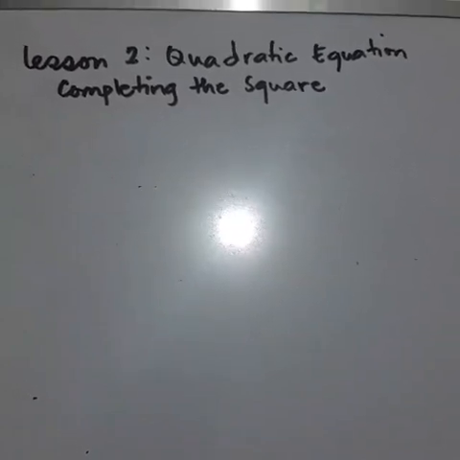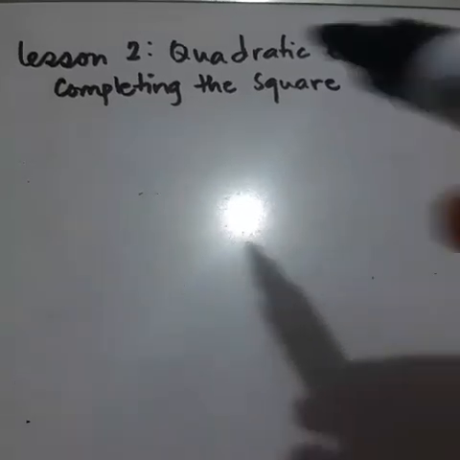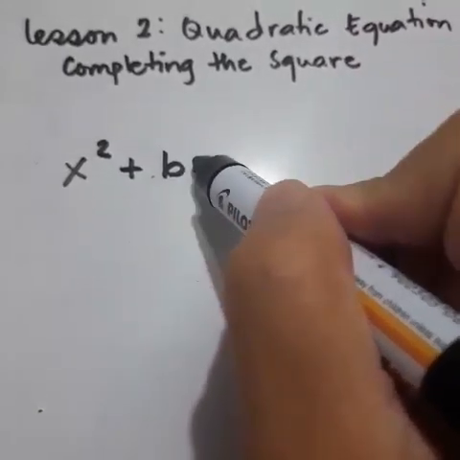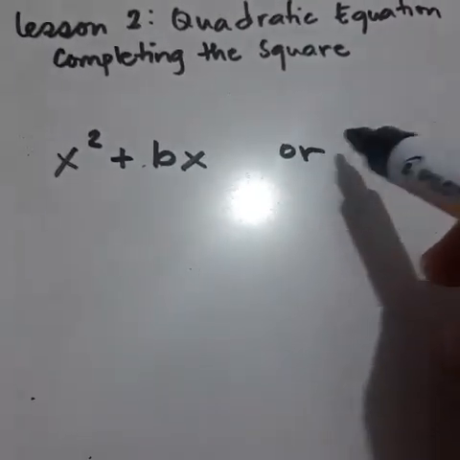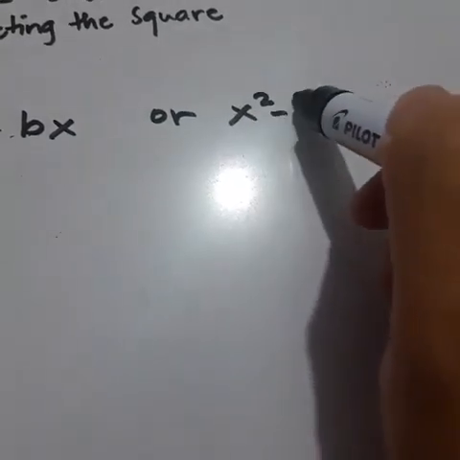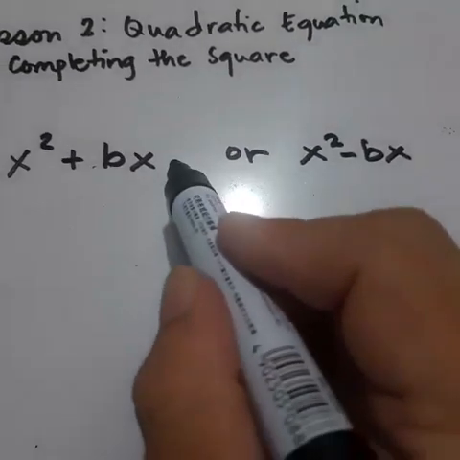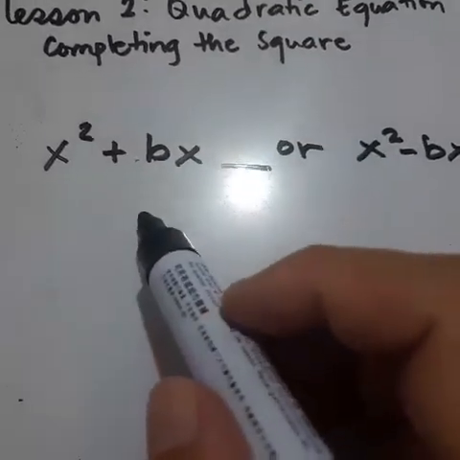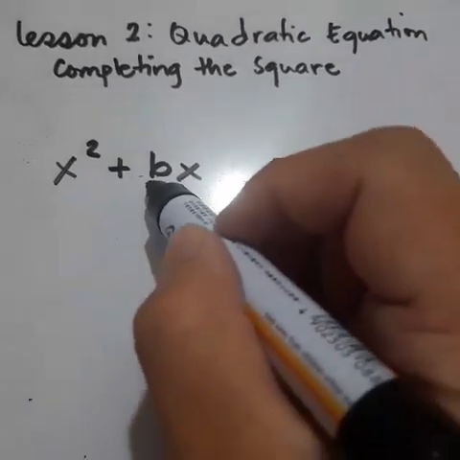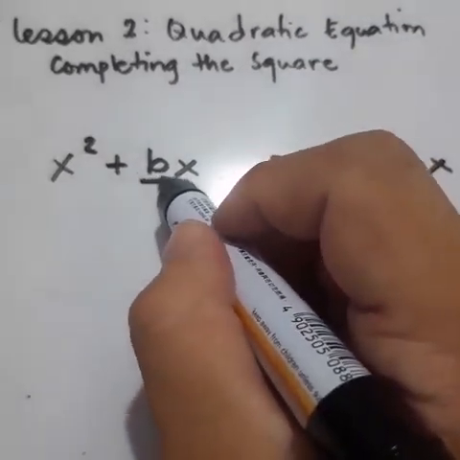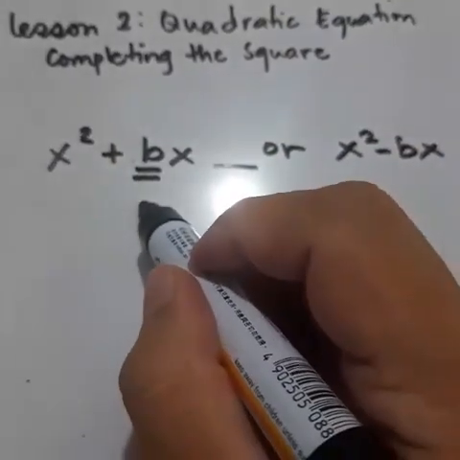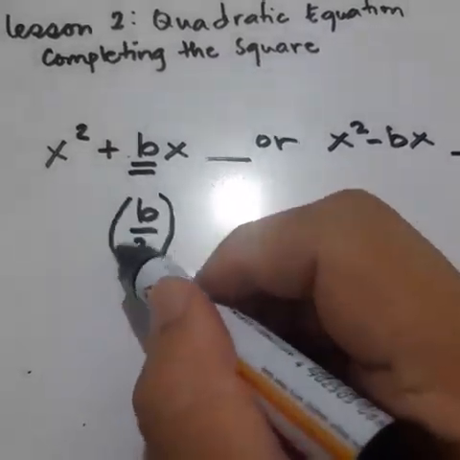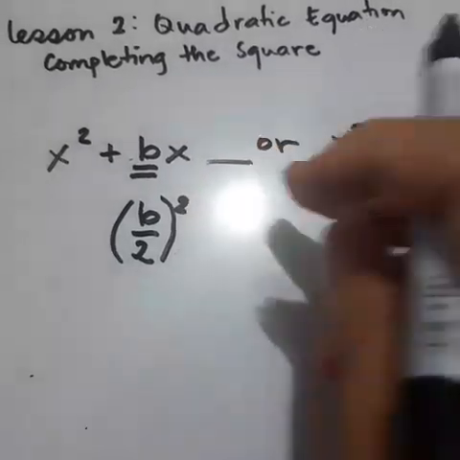So, pag sinabi natin completing the square, siya ay nasa form ng x squared plus bx or x squared minus bx. Kasi ang hinahanap natin dito is yung third term. So, paano ba natin siya i-identify in a very simple way? So, ganito lang gagawin natin, guys. Yung second term natin, kunin natin yung 1/2. And, square nyo lang.